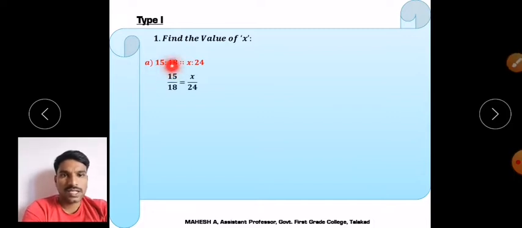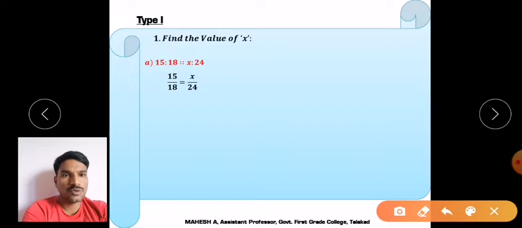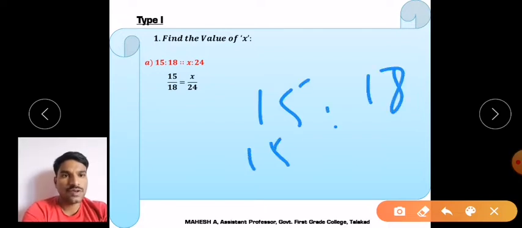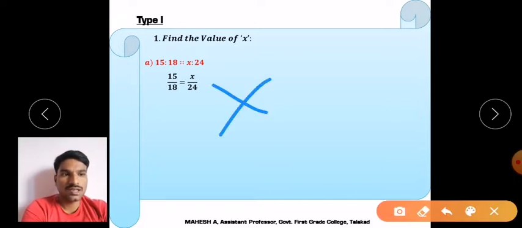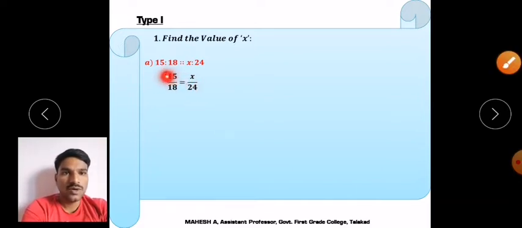See, it can be expressed, as I said, 15 is to 18 ಅಂತಂದ್ರು ಒಂದೇನೆ, or 15 divided by 18 ಅಂದ್ರು ಕೂಡ ಒಂದೇನೆ. So that I am writing as 15 divided by 18 is equal to x divided by 24. That is, ratios are expressed in the form of fractions. So now you should do the cross multiplication. Cross multiplication ಮಾಡಬೇಕಾದ್ರೆ ಏನು ಮಾಡ್ಕೋಬೇಕು, 15 into 24 and x into 18. See, 15 into 24 is equal to x into 18. This is the cross multiplication which we did when two ratios are equal.